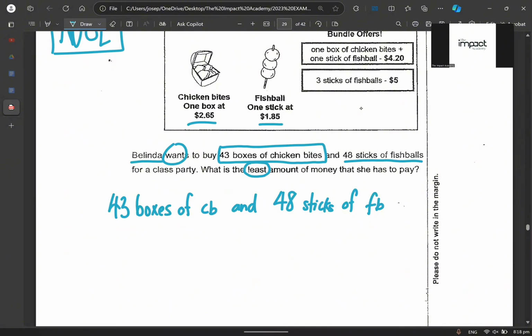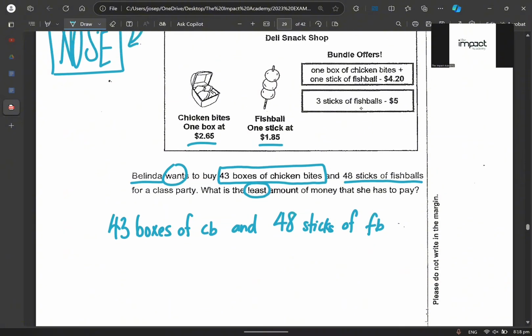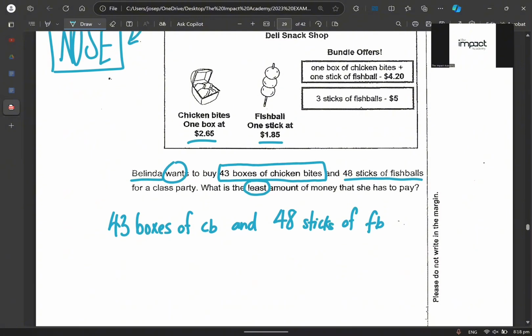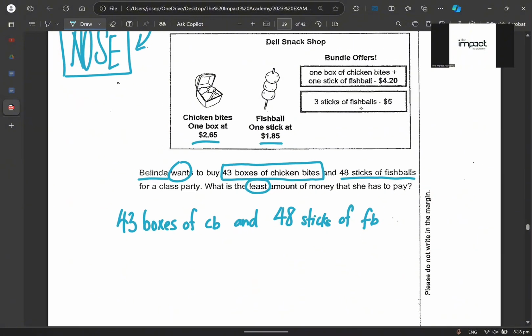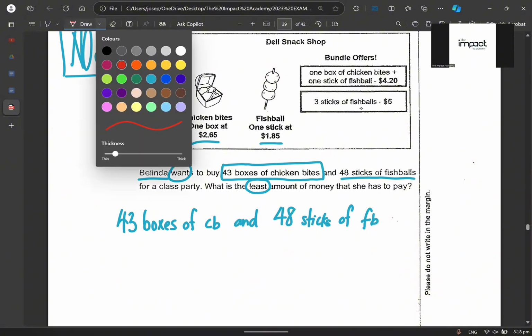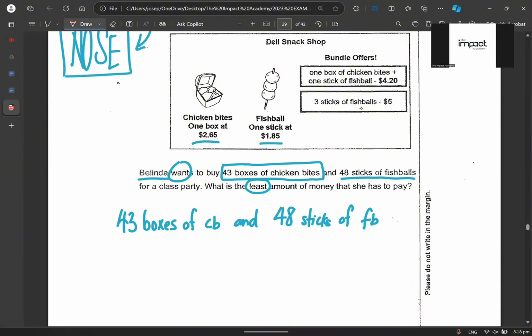Now, 43 boxes. We start with the whole bundle. Is that okay? Yes or no? Okay, so we'll start with bundle first. Can everyone start with a bundle first? 43 bundles. Now, why 43 bundles, may I ask you? Because the maximum amount of boxes of CB is 43. And 48 is more than 43. Okay, so very good. So then the remaining fish balls you have to buy individually. Am I making sense? And the 3 sticks, correct.